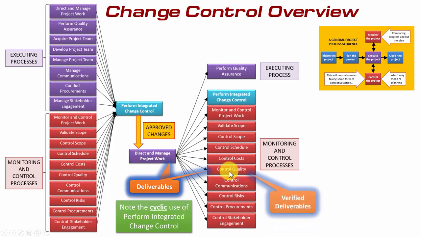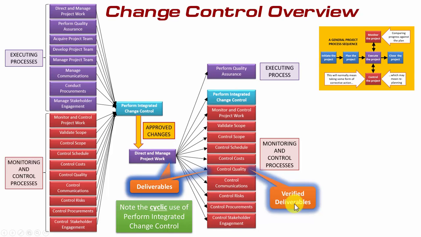But the journey hasn't finished yet, you see, because the deliverables are then sent to the control quality process. It's here that each deliverable is inspected, measured and tested to make sure, of course, that it meets the appropriate quality standards. And the output, therefore, from the control quality process are the verified deliverables, because of course they will have passed any inspections and have met quality standards.